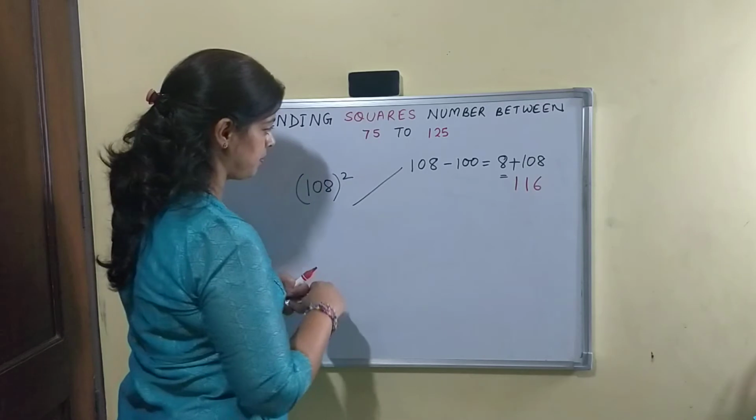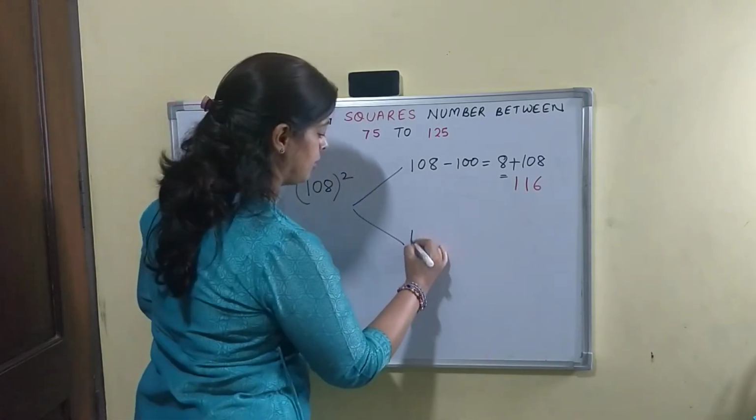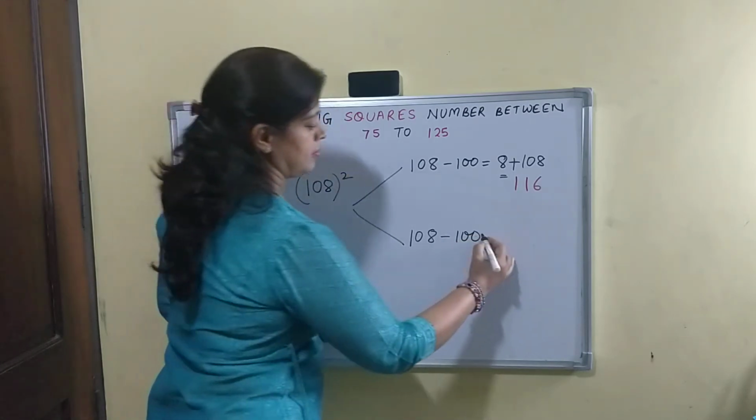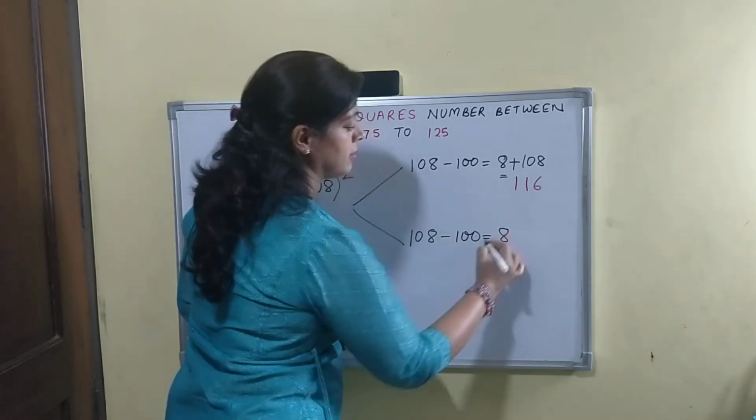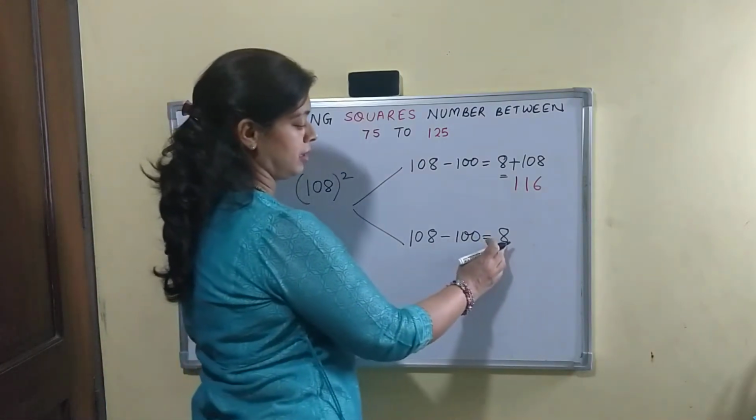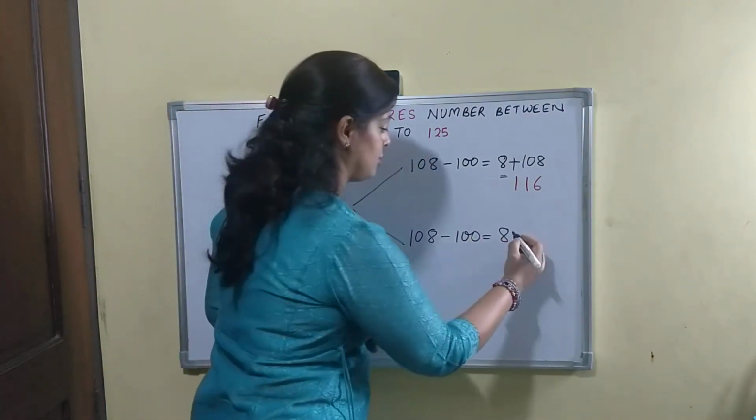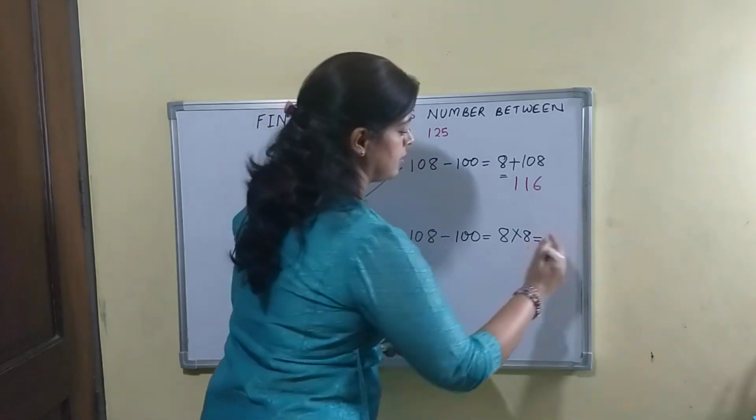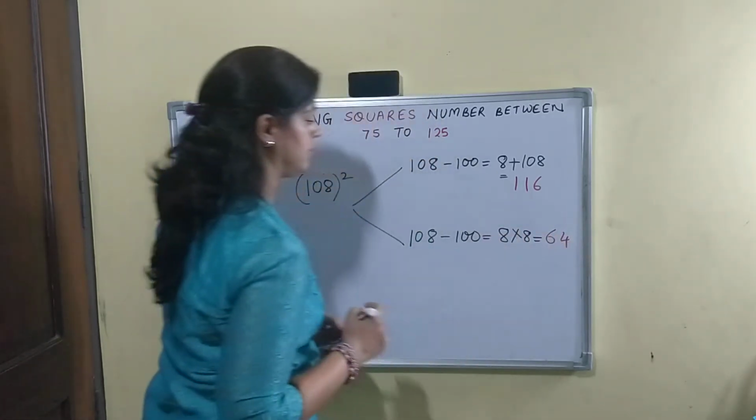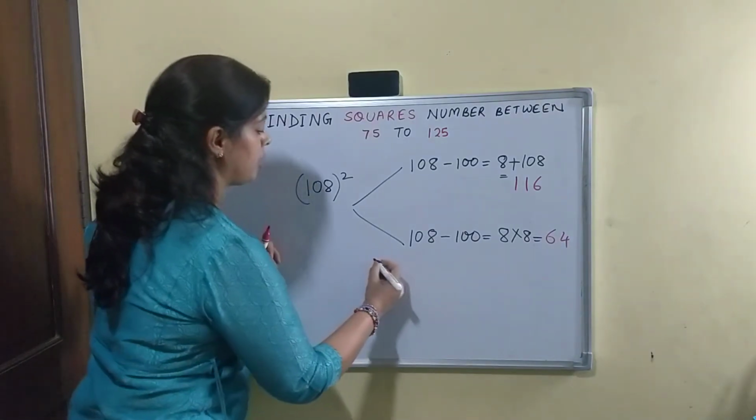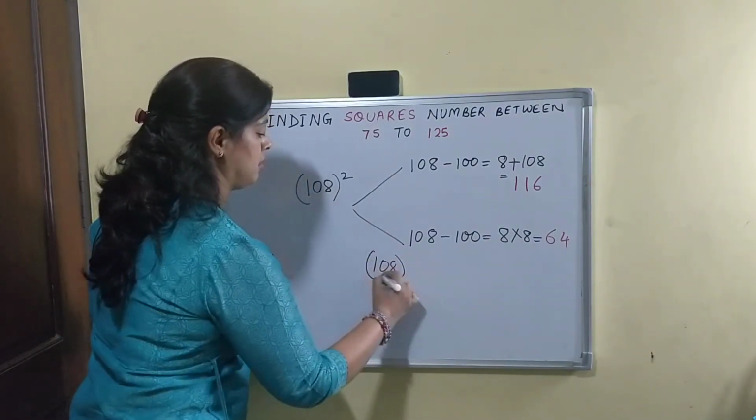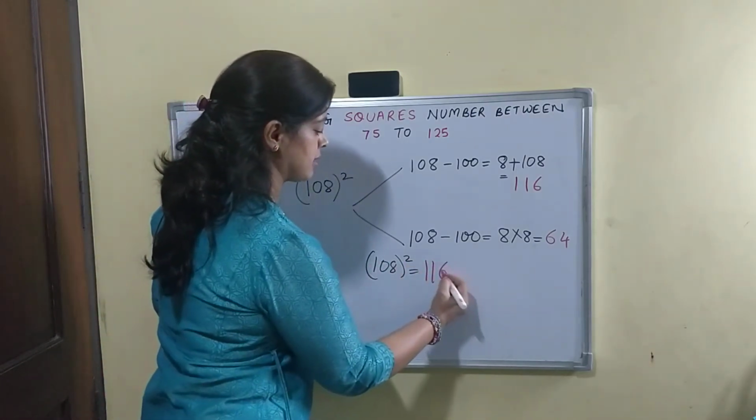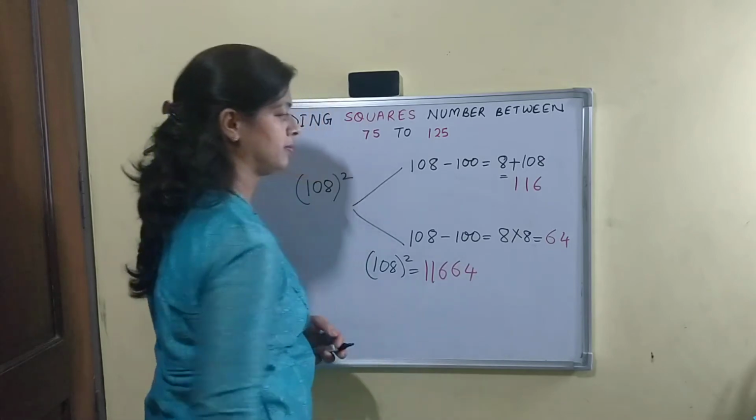In my second step, again I subtract 100 from the number. Again I get 8. This time I take the square of this difference 8. So 8 into 8, 8 square, which gives me 64. So the square of my number 108 is 11664.